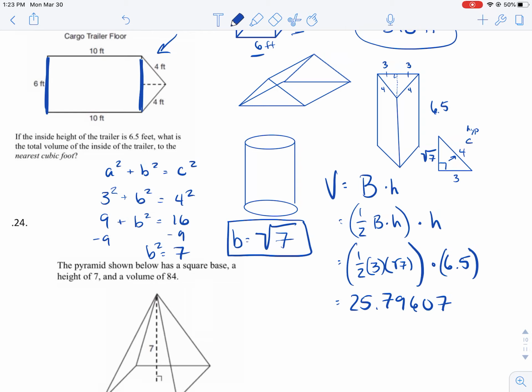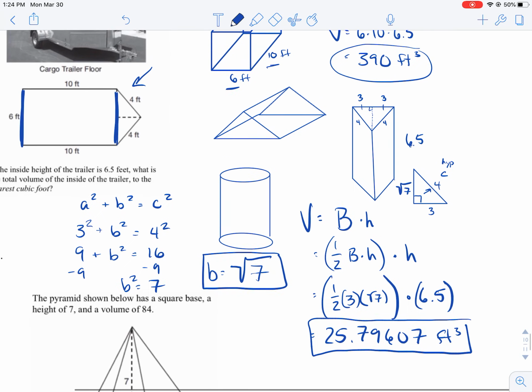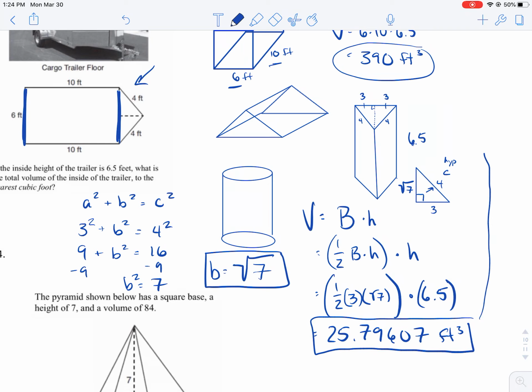Well, first off, hold on a second. What did I just do here? Oh, right. So this is our volume of our triangle, right? This is in feet cubed. So now I have to take this number and I have to add it to this number up here. I will round here in just a second. So I'm going to go 390 plus our second answer, which is 25.794.